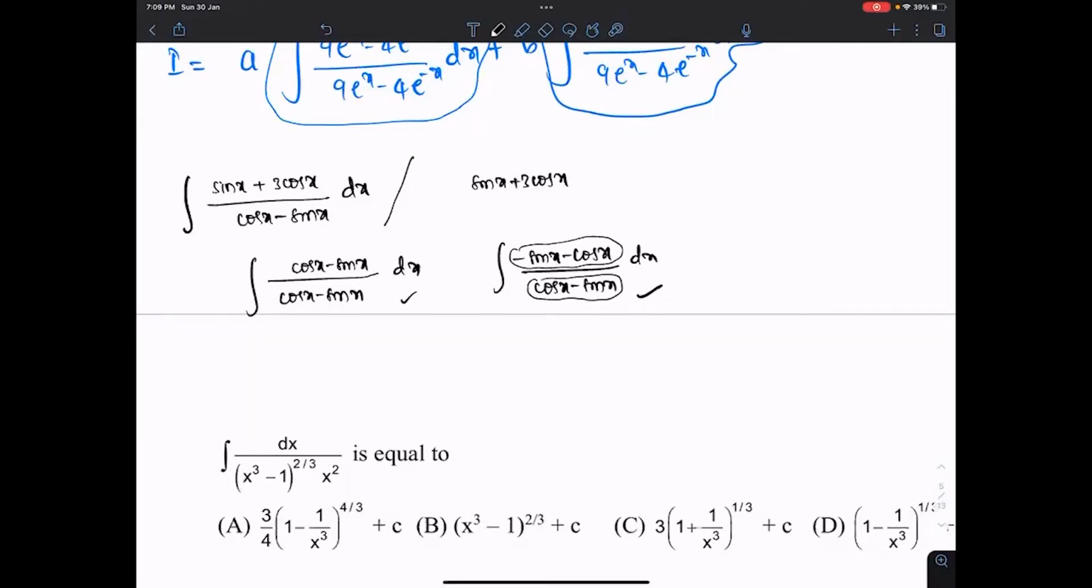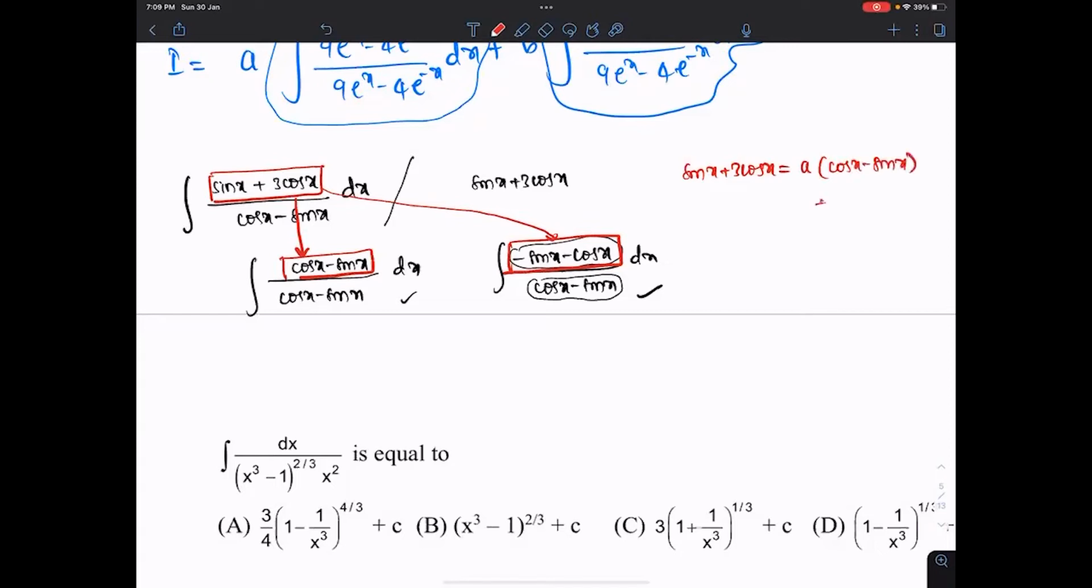So this numerator, we have to write as a combination of this as well as this. Can we do it? Yes, because sin x plus 3 cos x can be written as some a times (cos x minus sin x) plus some b times (minus sin x minus cos x). You can find a and b. Then both integrals. So your integration I will be a times I1 plus b times I2.